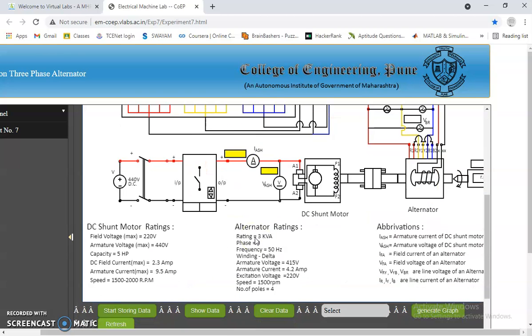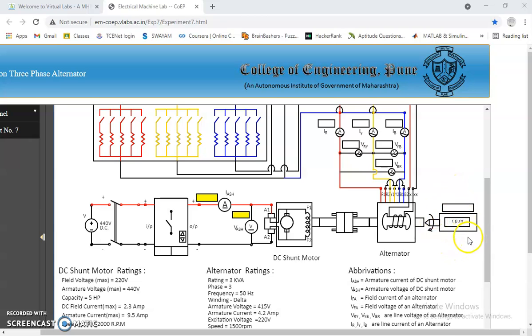Then we will see about the major components used in this experiment. In order to give DC supply voltage, here we use a DPST switch, double pole single throw switch, for the 440 volt DC supply. The DC shunt motor is coupled with the alternator. The variac used here will vary the voltage and current of the shunt motor. By that we will get the line current and line voltage, which can be measured by the voltmeter and ammeter respectively.